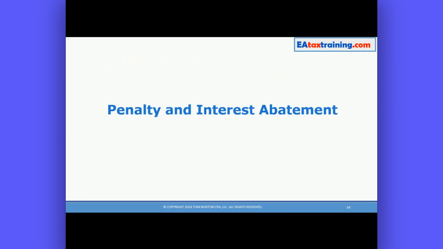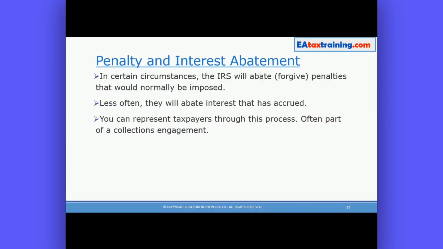The next area where you may represent clients before the IRS is in penalty and interest abatement. In certain circumstances, the IRS will abate or forgive penalties that they would normally impose. Sometimes, but not very often, they may also abate interest. And you, as an EA, can represent taxpayers through this process. This is often part of a collections engagement. So you're dealing with an amount due by the taxpayer, you're negotiating with the IRS. Maybe you're negotiating one of those things we just talked about.